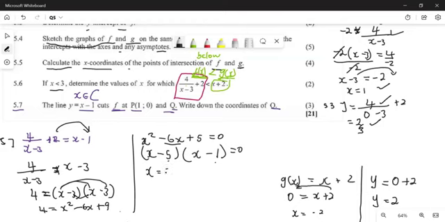And then we have x is 5 and x is 1. We already used 1. Remember, they told us point P is (1, 0). So we just want to get Q. Q is the one which has 5. So y is equal to, you substitute here, 5 minus 1. What is 5 minus 1? 4. Then Q is given as (5, 4). And that's it for question 5, guys.